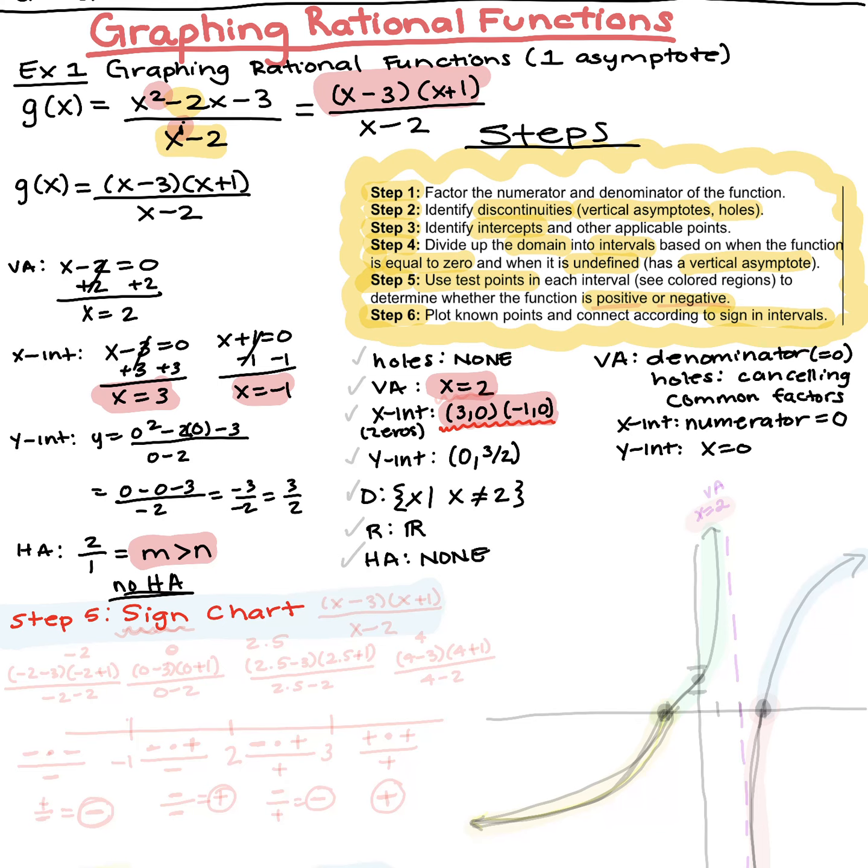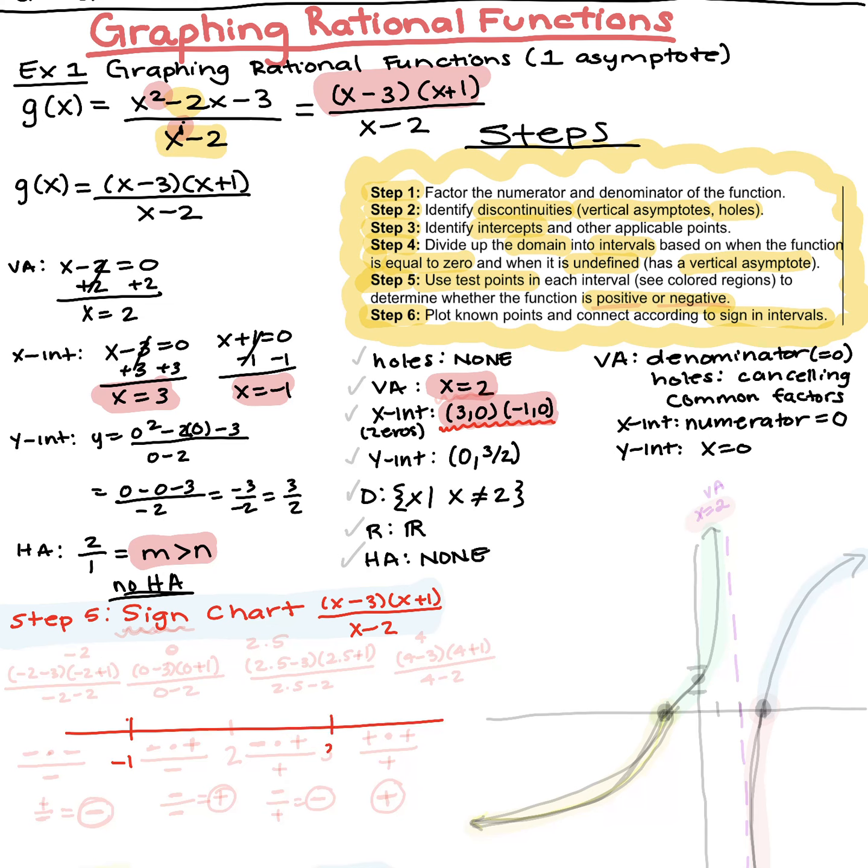But let's go ahead and remember what the equation was, right? So we got x minus 3, x plus 1, divided by x minus 2. Okay, so let's go ahead and create the sign chart. And we're going to use our x-intercepts, right? So -1 and 3.